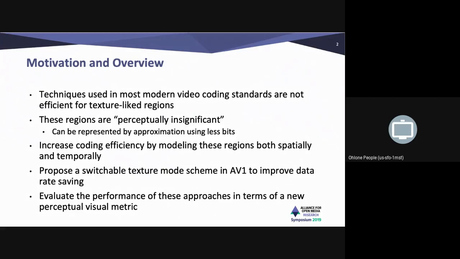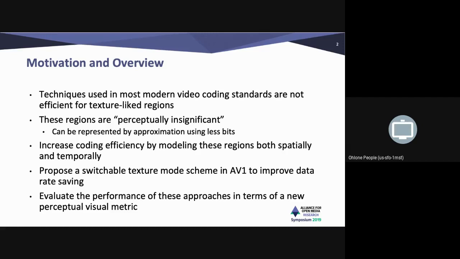So the question we're trying to answer is: can we come up with better ways to represent these regions using approximation, which gives us the benefit of saving data rate? So our research problem becomes how we can come up with spatial and temporal modeling for these regions while preserving their visual quality. In this work, we propose a switchable texture scheme that is built into the AV1 codec.